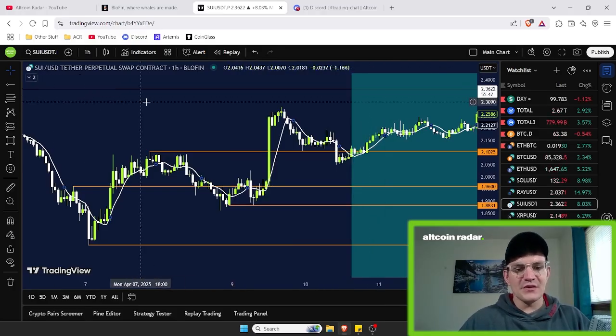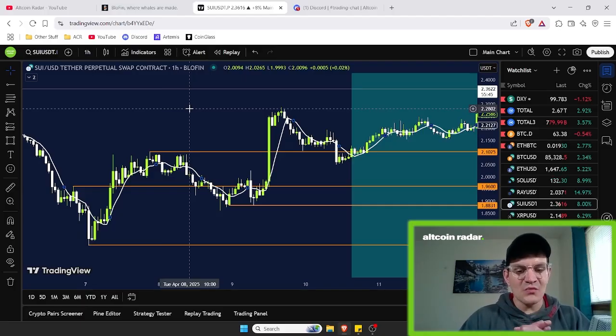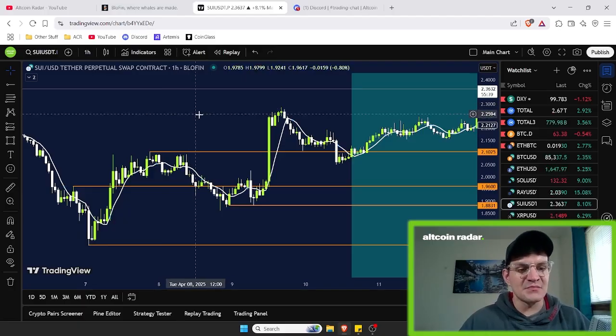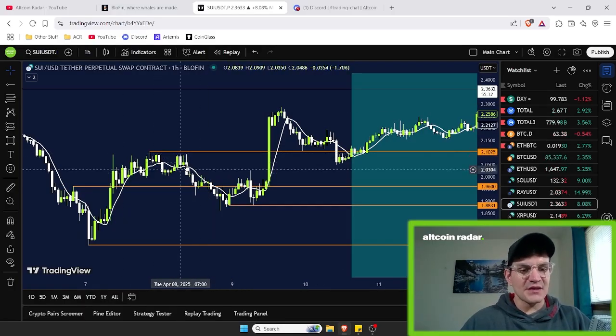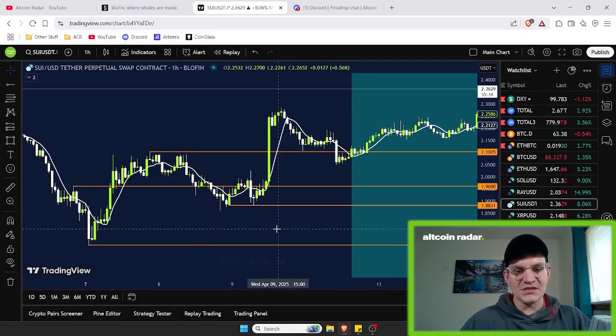So once you have your SMA on your chart, the next thing that you want to do is also draw out your local support and resistance levels on the same chart. And as you guys can clearly see right here, I've already got my local support and resistance levels on the chart already here.